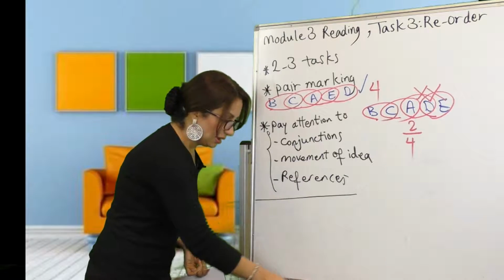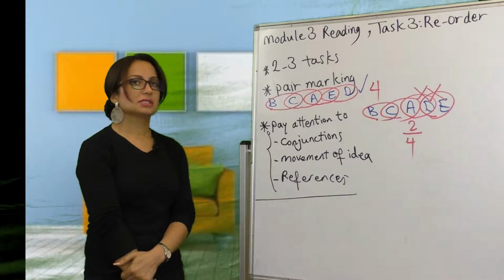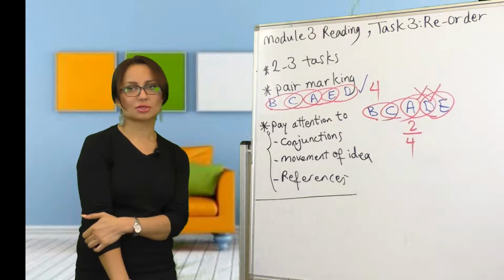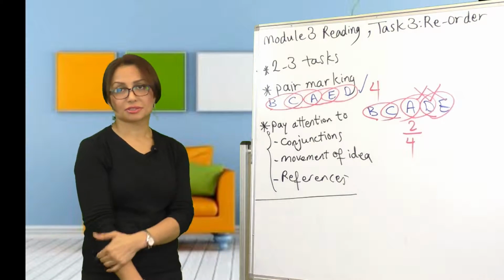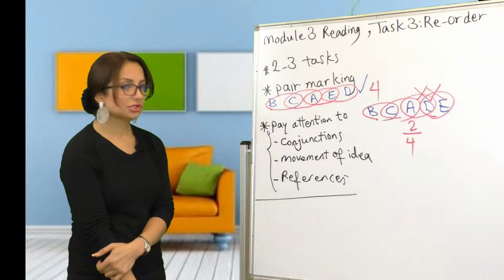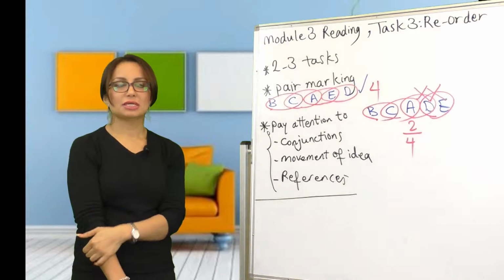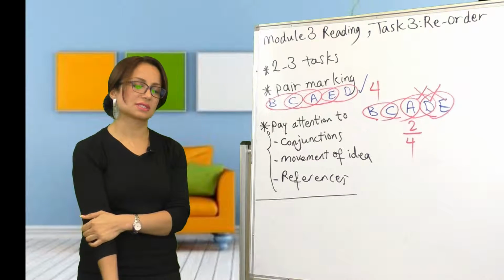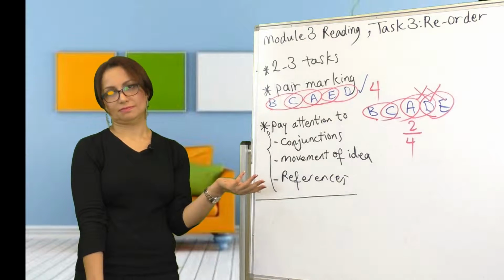Now, what is really important in the reorder paragraph test in PTE is you need to pay attention to a couple of things to make sure that your sentences are put in the correct order. The first and the most important one is conjunction. What do we mean by conjunction? Conjunctions are the words which are used to link the ideas in a paragraph together. We may use them at the beginning of a sentence or sometimes at the end of a sentence, depending on their function. Like although is a conjunction.